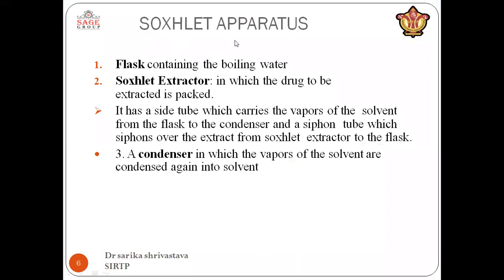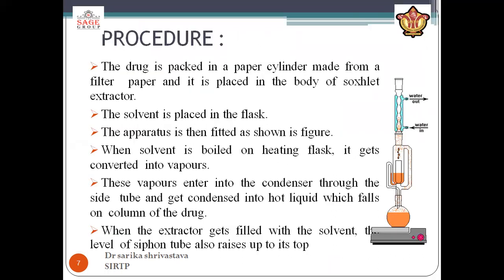The Soxhlet apparatus. The Soxhlet apparatus consists of a flask containing the boiling solvent. The Soxhlet extractor, in which the drug to be extracted is packed in a thimble. It has a side tube which carries the vapor of the solvent from the flask to the condenser and a siphon tube which siphons over the extract from the extractor to the flask. A condenser, in which the vapors of the solvent are condensed again into the solvent.